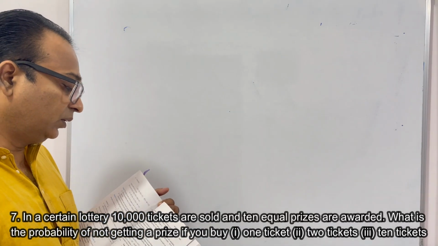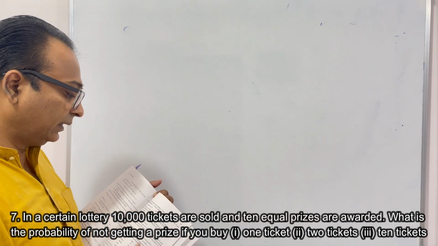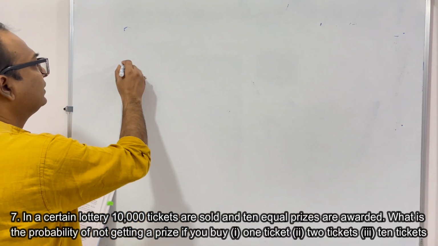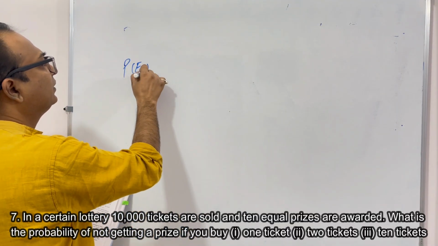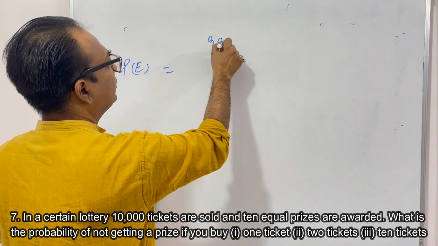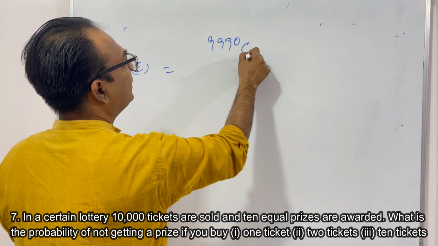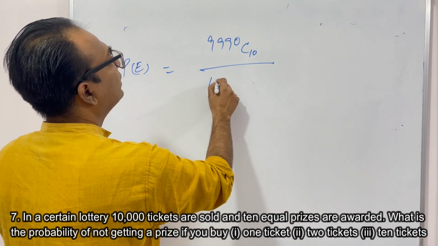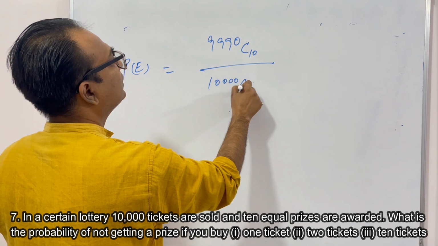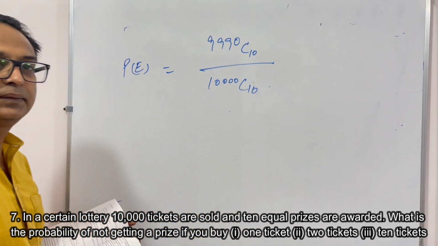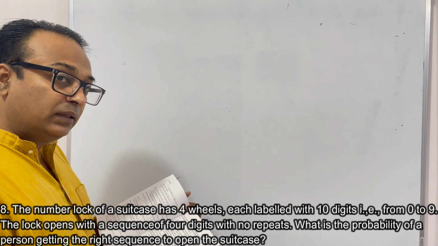Then it says not getting a prize when you have taken 10 tickets. Again, let that event be E. You have taken from this group only. You have taken 10 tickets, and the total is this. So this is the answer. Simple. This is a good question.